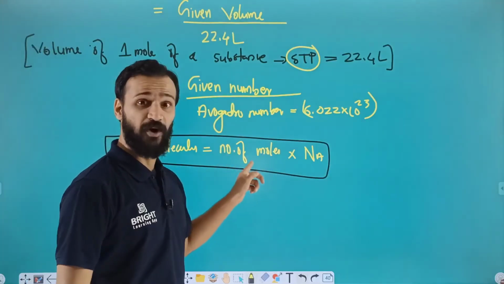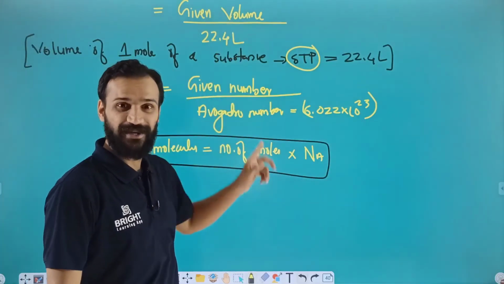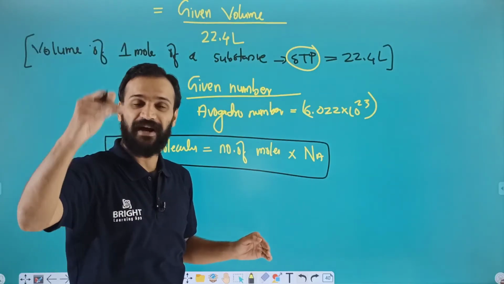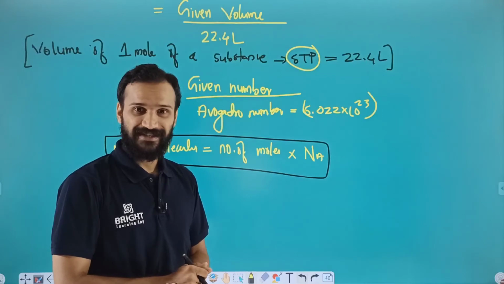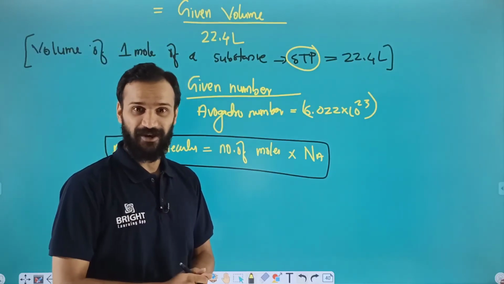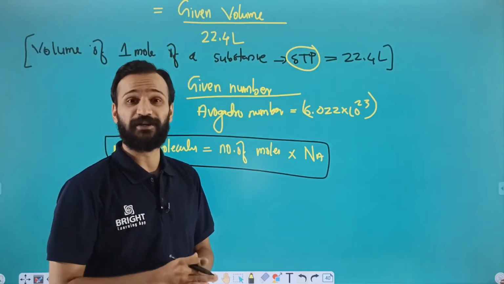How will we get number of moles? The above equations we can use: given mass divided by gram atomic mass, given mass divided by gram molecular mass, given number divided by Avogadro number, given volume divided by 22.4.